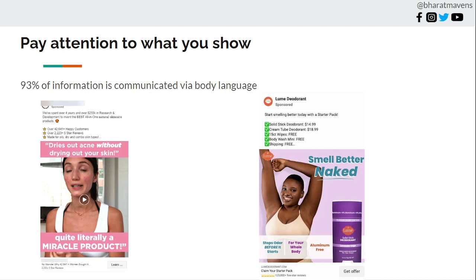Next, pay attention to what you show in your ad, because 93% of what customers actually perceive is through body language and only 7% is through text or verbal communication. So, what you show is most important. You always have to show a desired model or a customer or the audience whom the customer wants to be or is currently. You need to show both these figures.